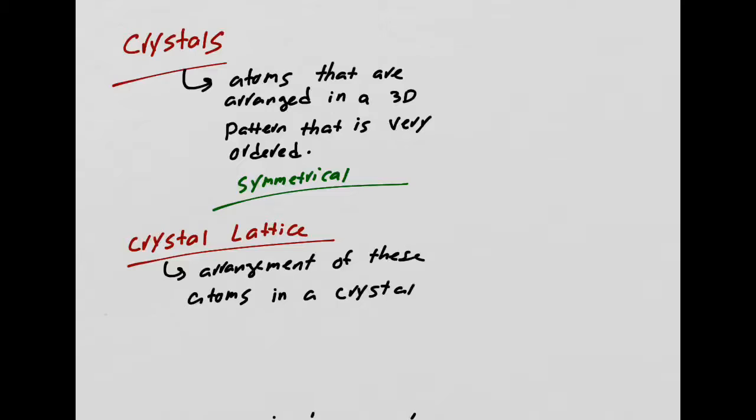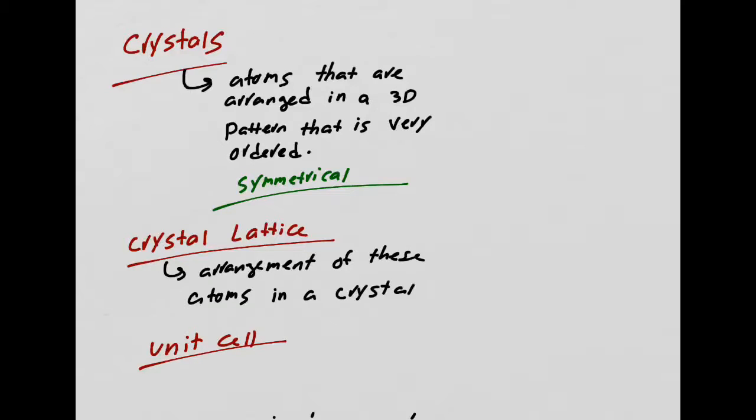Now, the last terminology to learn is unit cell. What is unit cell? Unit cell is the smallest part of the crystal lattice. So far, so good?